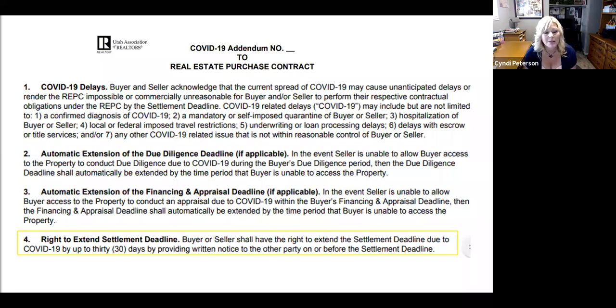So number 2 is automatic extension of the due diligence deadline, if applicable. In the event the seller is unable to allow the buyer access to the property to conduct their due diligence due to the COVID, it doesn't mean that they have COVID. It doesn't mean that the buyer or the seller is sick. The seller could say, I don't want people coming through my house right now. There's just something going on, or we're not in good health. If that's the case, then the due diligence deadline shall automatically be extended by the time period that the buyer is unable to access the property.